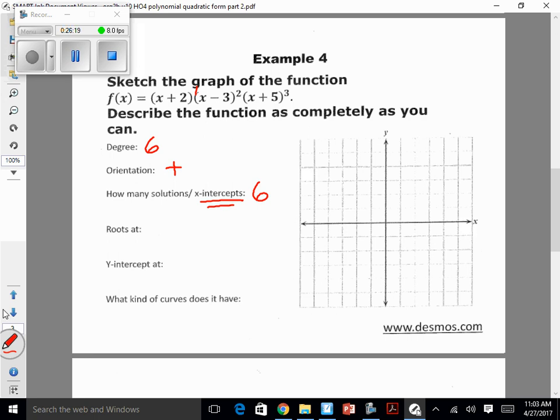Is that how you spell zeros? Is there an extra E? I think so, but I'm not sure. No, there isn't. Don't trust her grammar.